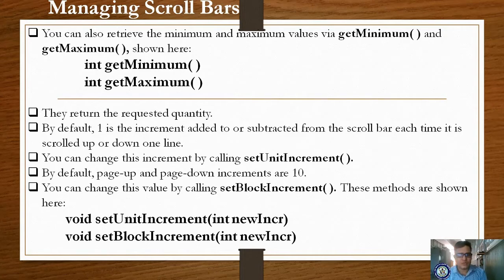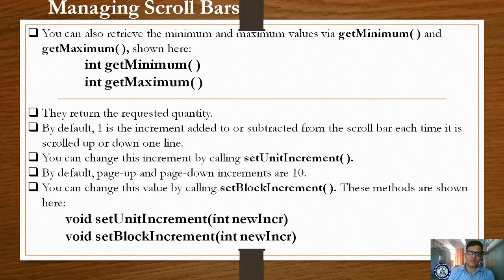By default, the page up and page down increment is 10. Suppose you have done your lab documentation and want to move to the next page. You can use the page down key on your keyboard, and its unit is 10. If you set the value using this method, the scroll bar will move that many units forward or backward according to your specification. You can also change this value by calling setBlockIncrement.